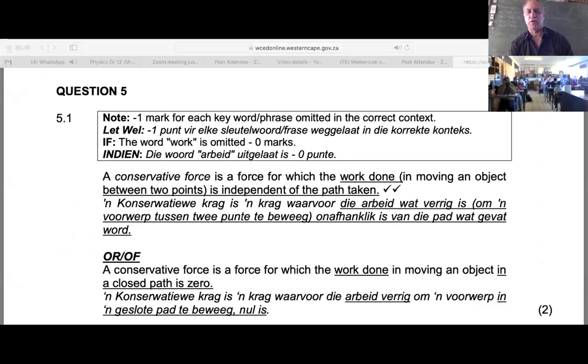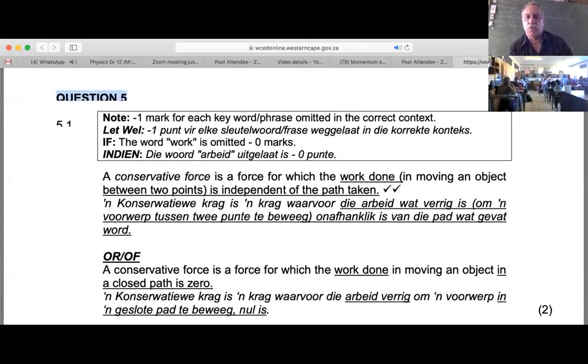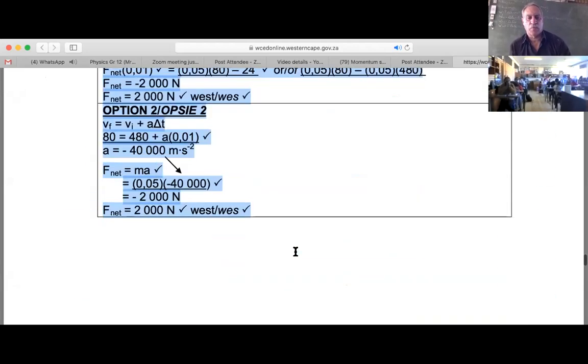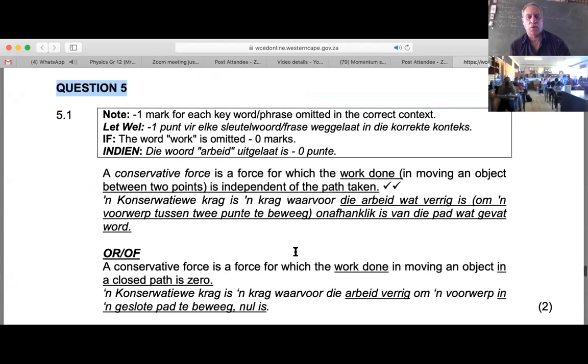Can you guys see the memo? Or can you just see me? You can see the memo, sir. Fantastic, thank you.